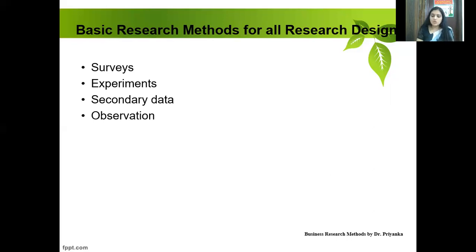Survey is the most common method of generating primary data, and it is generally used for exploratory, descriptive, as well as causal studies. You can use surveys in all three studies. It is not hard and fast that you will be doing a survey just for exploratory or descriptive or causal, but on the basis of what kind of survey you are going to do, you can decide whether your study would be exploratory, descriptive, or causal.